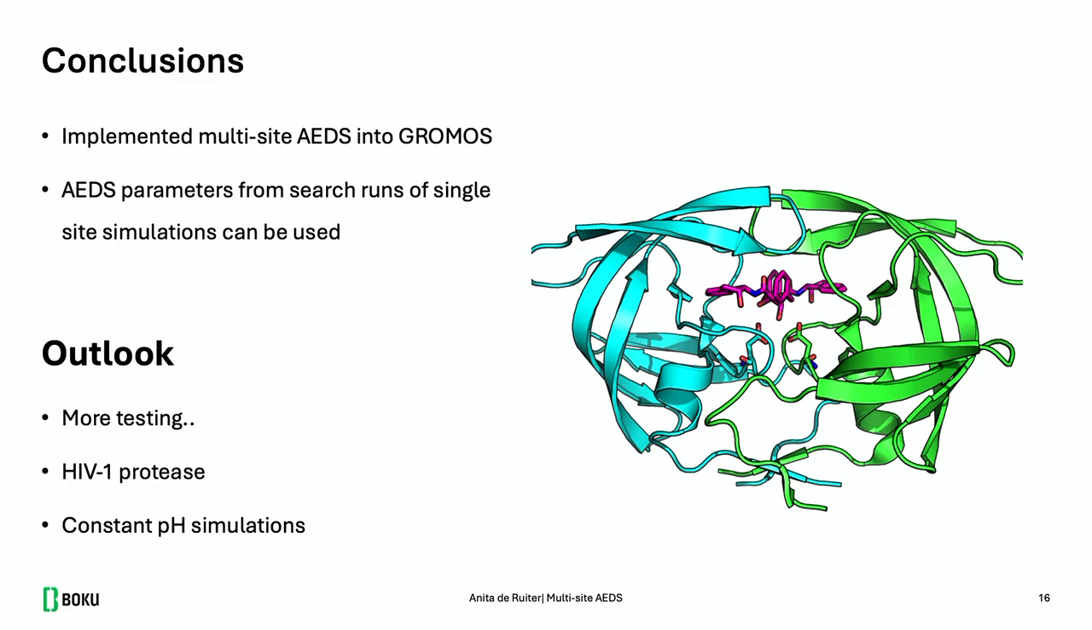So to conclude, we've implemented the multi-site AEDS into the GROMOS simulation package. We use the AEDS parameters for single site, such that we don't have to repeat the search runs. And the outlook is, well, we need to do quite a bit of testing. This is very much a work in progress. We could continue to do it in the actual HIV protease. And also, very importantly, we want to do constant pH simulations with that, so that, for example, all the histidines are separate AEDS sites, and the simulation itself can decide if this histidine should be protonated or not.